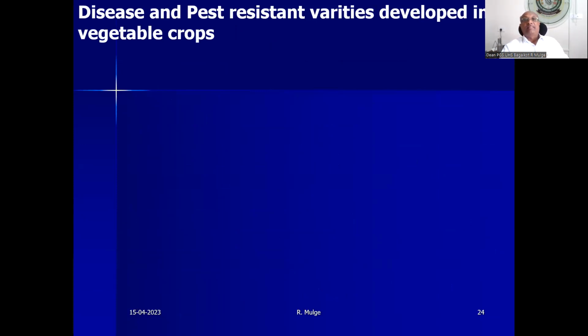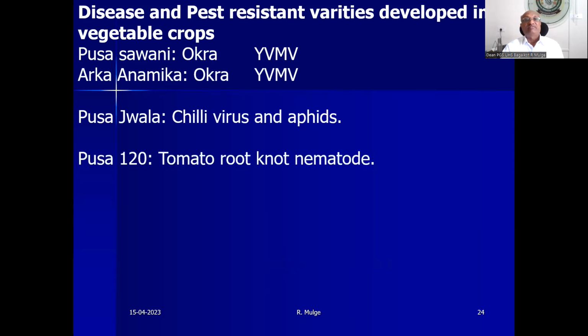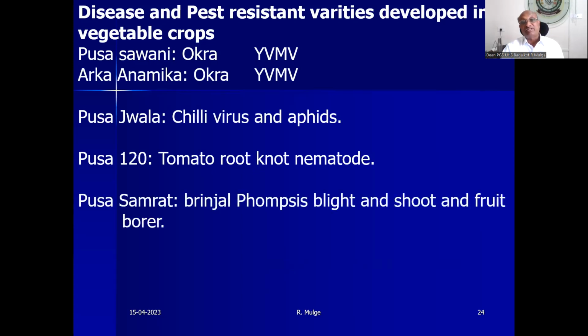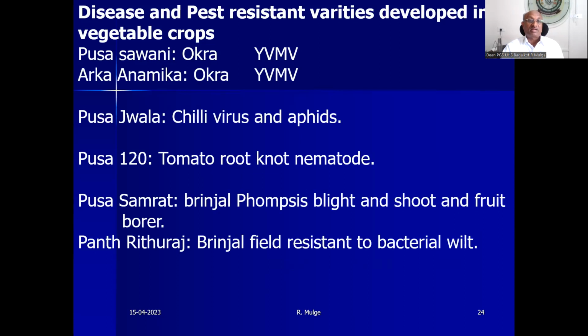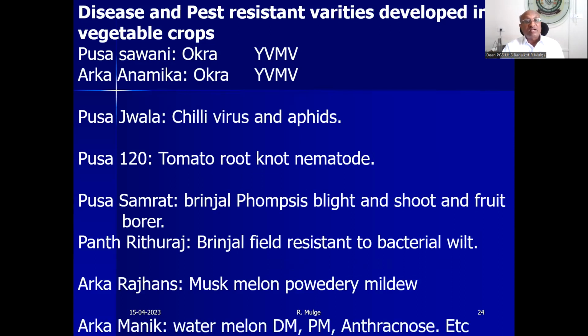And this has resulted in the development of disease and pest resistant varieties like Pusa Sawani, okra, YVMV resistant; Arka Anamika, okra, YVMV resistant; Pusa Jwala, chili, virus and aphid resistant; Pusa 120, tomato, root knot nematode resistant; Pusa Samrat, brinjal, Phomopsis blight and shoot and fruit borer resistant; Pant Rituraj, brinjal, field resistant to bacterial wilt; Arka Rajhans, muskmelon, powdery mildew resistant; Arka Manik, multiple disease resistant to downy mildew, powdery mildew, anthracnose and so on. Many varieties, a few are just mentioned here.